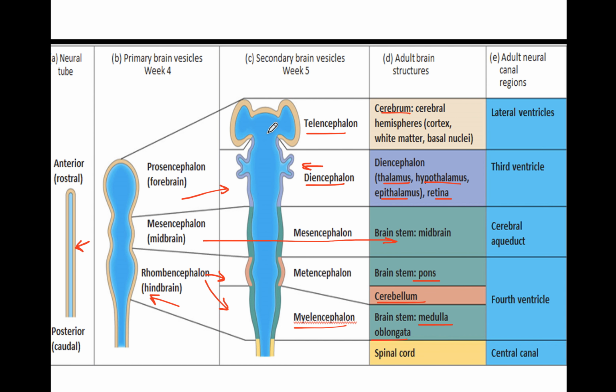We can see here these cavities persist in the adults. In the spinal cord, we call them the central canal, whereas in the brain we call them the ventricles, and we are going to discuss that later.